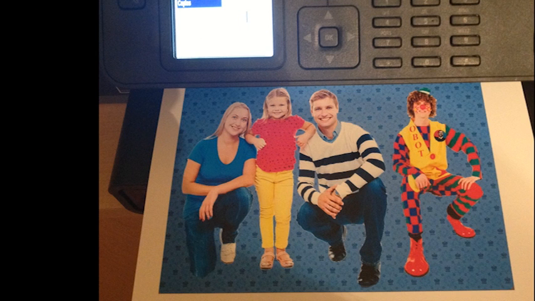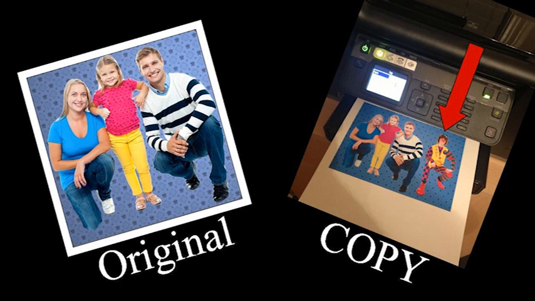Wouldn't you immediately be saying, hey, where did this Obot clown come from? Of course you would, because you shouldn't have anything on the copy that wasn't on the original. Again, it's just common sense.